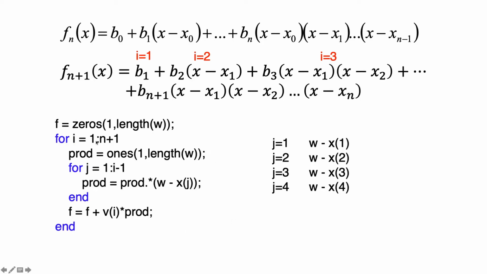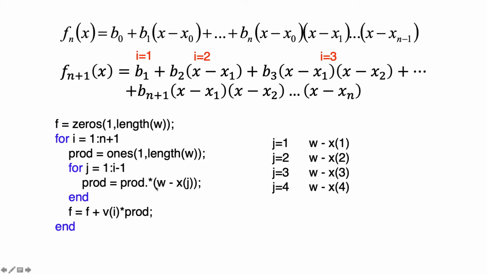Now when I equals 2, for the next iteration, we have a reinitialization of the product. So this reinitializes the product to ones. Now since I equals 2 here, then we have j equals 1 up to I minus 1. I equals 2, so 2 minus 1, so 1 to 1. So this iterates just once.